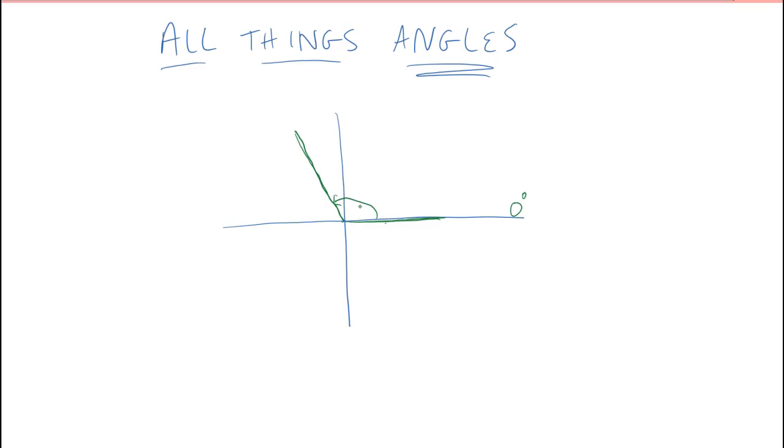So that looks to be about, let's see if that's 90, maybe this is about 110 degrees. So that would be my angle. This is the angle in what's called standard position. Initial side, terminal side, standard position.